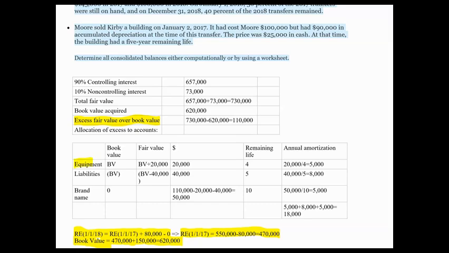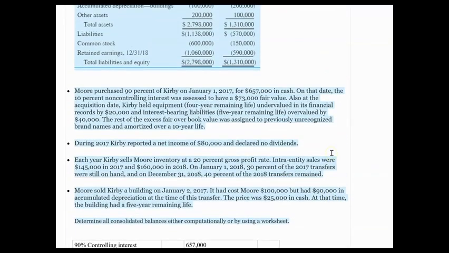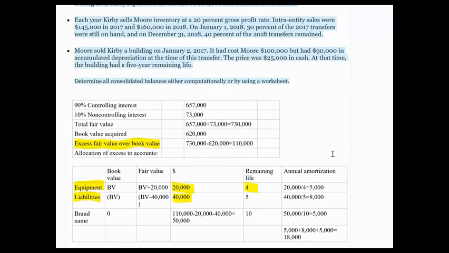The first one is equipment. It's undervalued by $20,000 and has a 4-year remaining life. So each year there is going to be a $5,000 excess annual amortization. The second one is the liabilities. It is overvalued by $40,000, and it has a 4-year remaining life, which means that every year there's going to be an $8,000 excess annual amortization. So here we use interest expense.